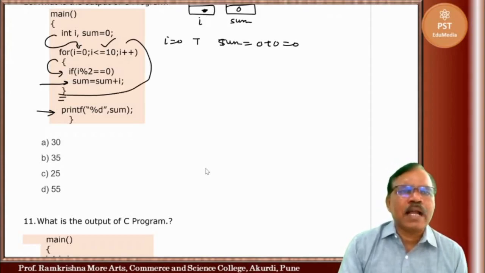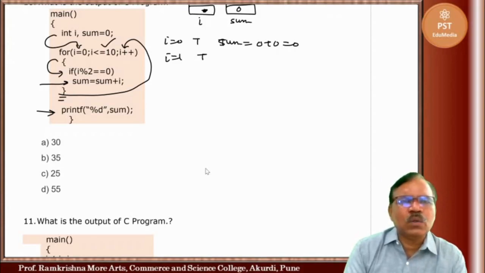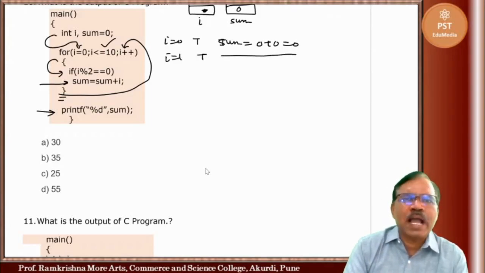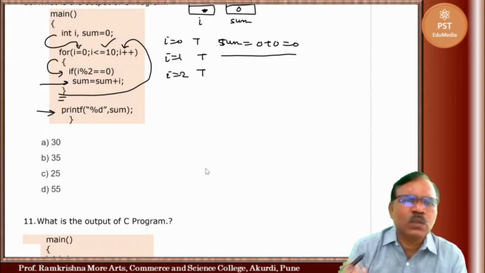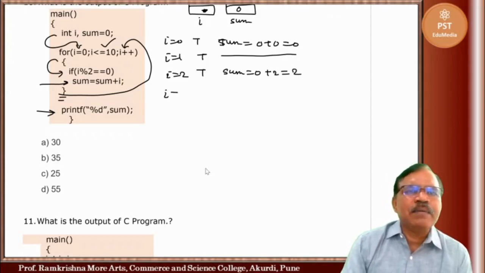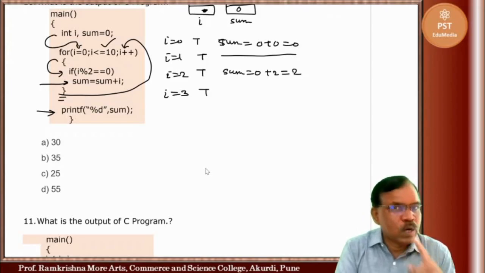Then it goes back, I is equal to 1, condition is true. Then it enters in the loop, 1 percent 2 equal 0, no, remainder is 1. So what happens, this statement is not executed. Then it goes back, I becomes 2, condition is true, I percent 2, 2 percent 2 equal to 0. So sum equal to, earlier sum is 0 plus 2, that is 2. Then I becomes 3, condition is true, but if I percent 2 equal 0, no, 3 percent 2, that is 1, remainder is 1.